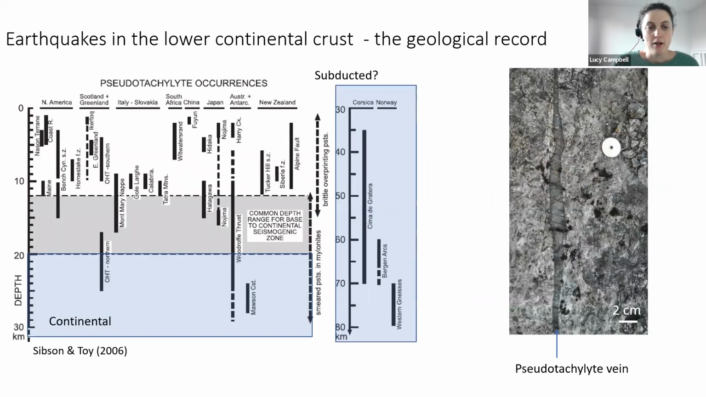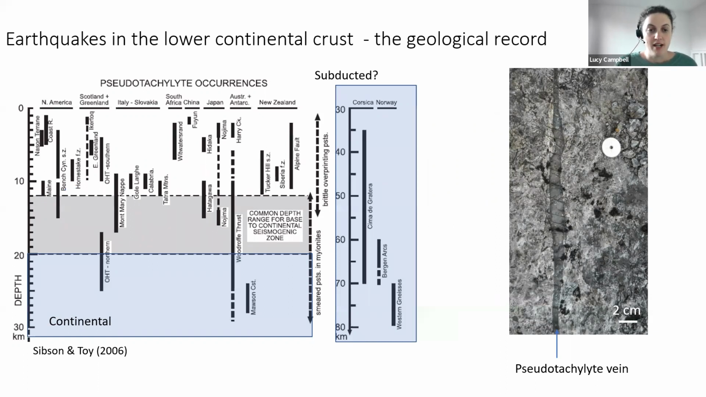So the geological record is quite valuable here, because exhumed fault and shear zones can give us a really nice idea of the geometry and the changing deformation mechanisms that are associated with deformation in the lower crust. Predominantly this takes place by looking at seismic fault rocks, often pseudotachylyte, so frictional melts produced during seismic slip.